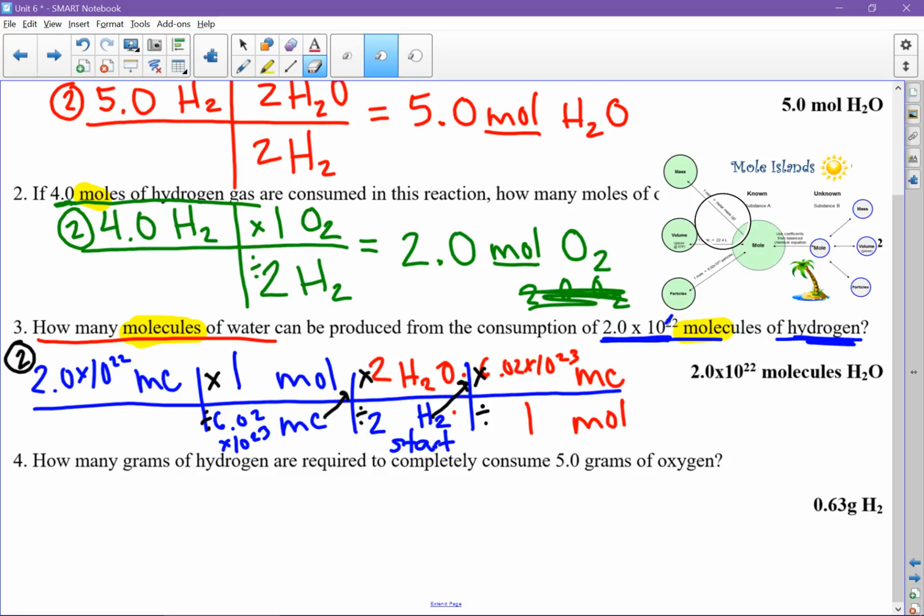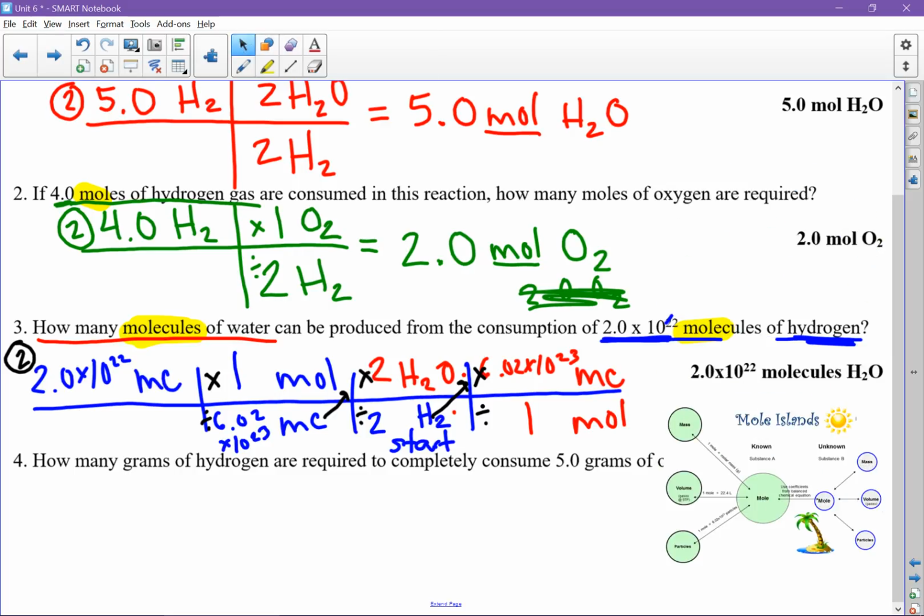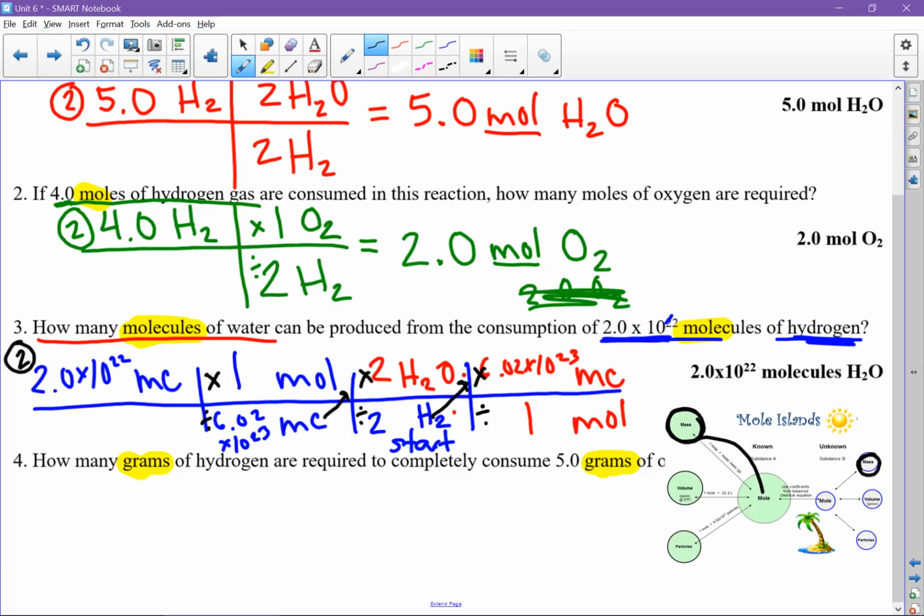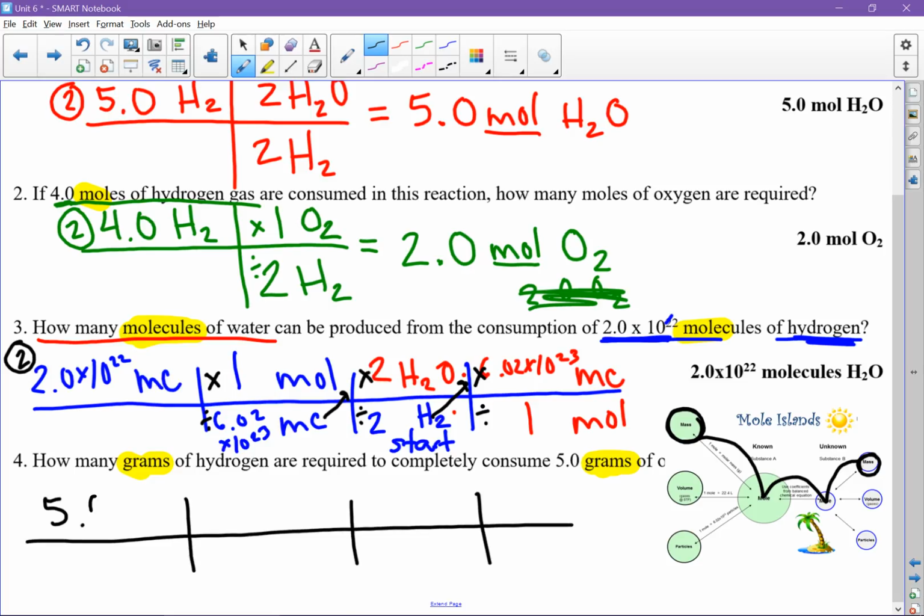Let's try another one. Let's try the last one that goes with this reaction. So here, if I look at my fences, I see grams and I see grams. So we're going to look for those islands. Grams means the same thing as mass, so we're going from here way over to there. So that's going to be 1, 2, 3 steps. So this is going to be another big 3 fence.